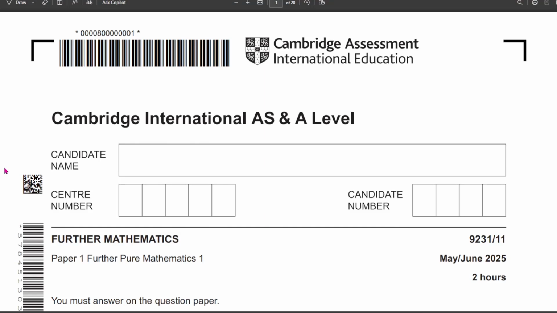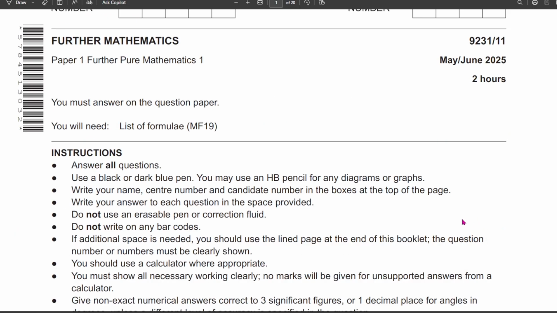Hello viewers, in this video we will go through Cambridge A-Level Further Maths Component 1, which is Further Pure 1. This is Variant 1 from the May June 2025 series. I noticed Variant 1 and Variant 2 from each series is the same, so it's Variant 1, 1 and 1, 2, that will be the same paper. This applies the same as the Variant 2 paper. And this video will go through question 1.